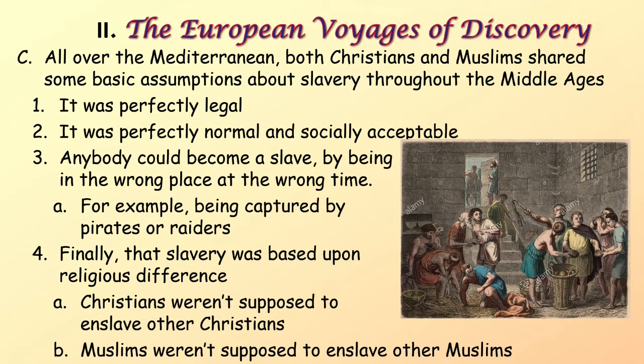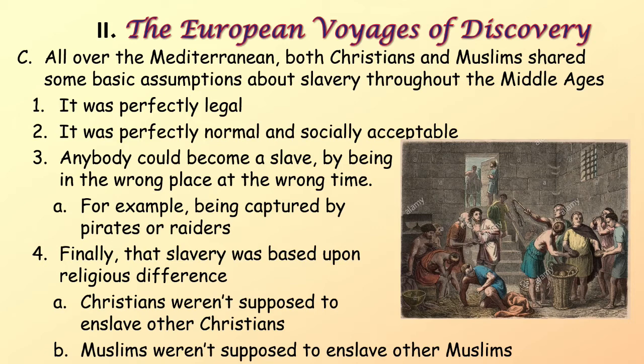All over the Mediterranean, both Christians and Muslims shared some basic assumptions about slavery throughout the Middle Ages. It was considered perfectly legal. Of course it was. It was perfectly normal and socially acceptable. Anybody could become a slave simply by being in the wrong place at the wrong time, for example, being captured by pirates or having your town raided.